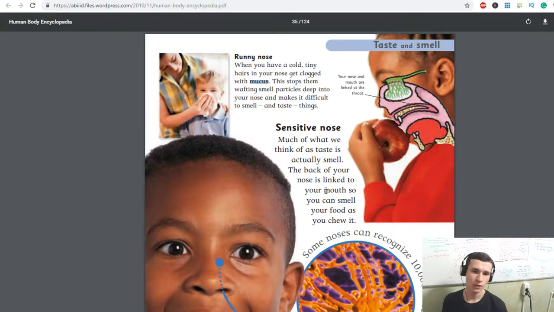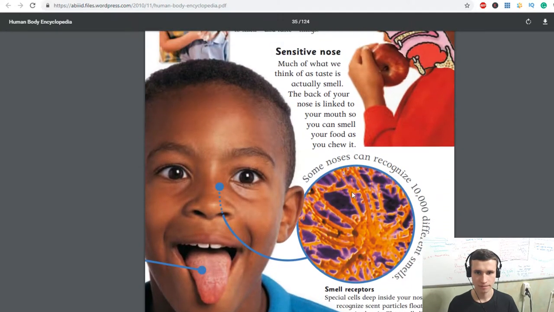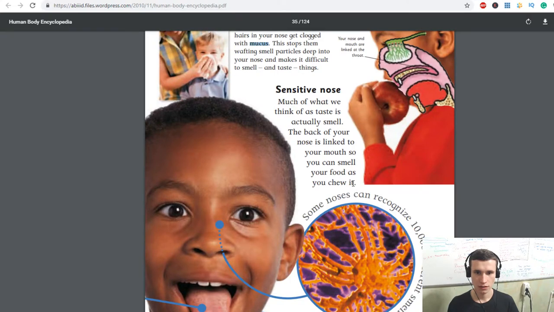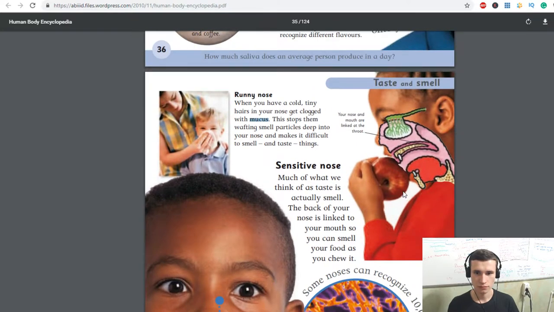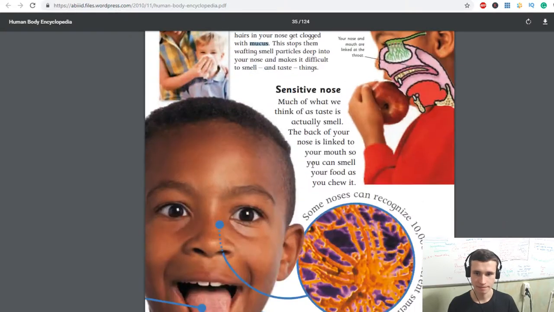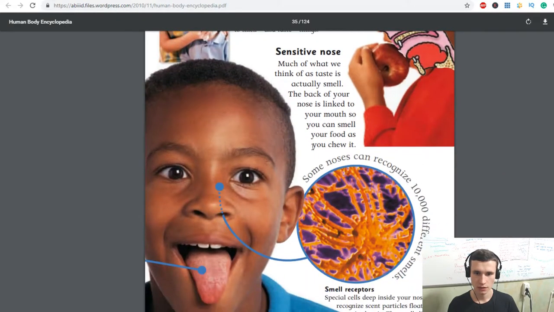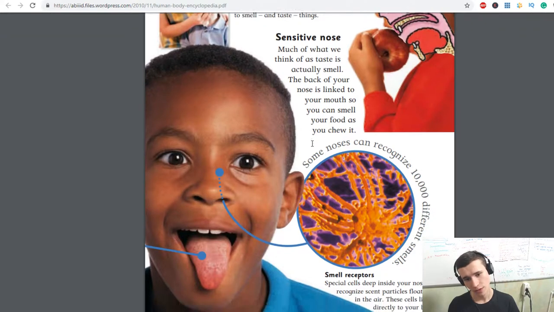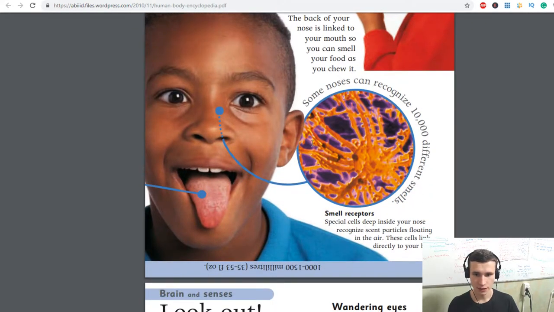Much of what we think of as taste is actually smell. The back of your nose is linked to your mouth, so you can smell your food as you chew it. Wow, interesting. Some noses can recognize 10,000 different smells. Smell receptors, special cells deep inside your nose, recognize scent particles floating in the air. These cells link directly to your brain.